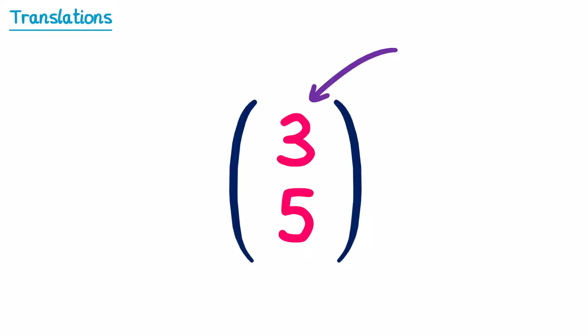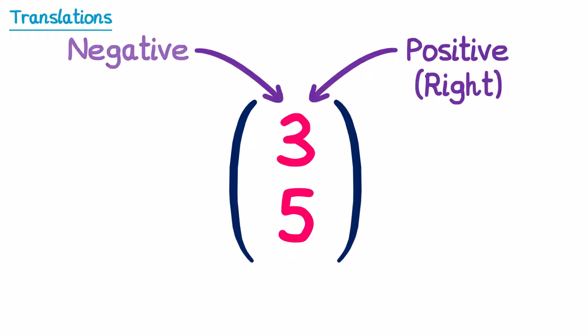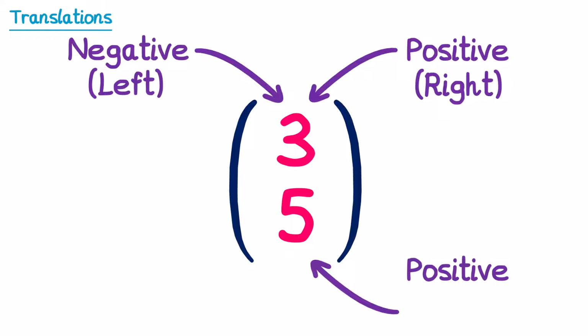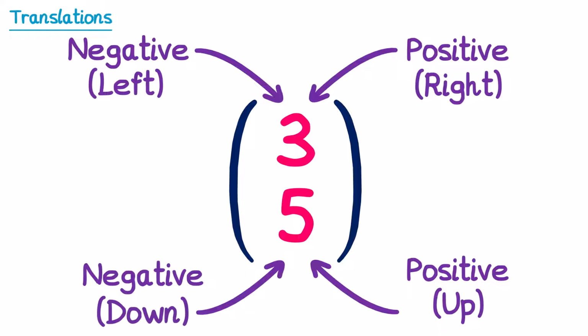If the top number is positive, it tells us to move to the right. If the top number is negative, it tells us to move left. If the bottom number is positive, it tells us to move up. And if the bottom number is negative, it tells us to move down. In this vector, for example, both of the numbers are positive, so the 3 tells us to move 3 to the right, and the 5 tells us to move 5 up.